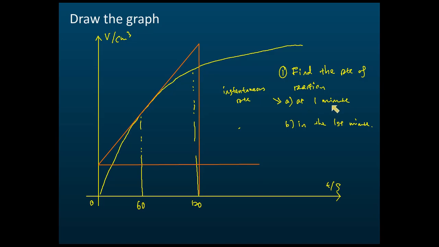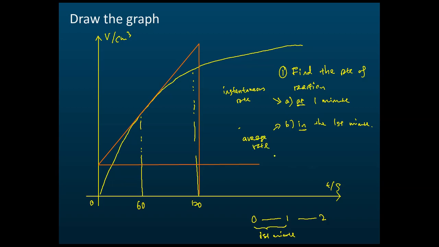At 1 minute, so this is an instant. Then how about in the first minute? Now what does it mean by in the first minute? Let's say we have time 0, 1 minute, 2 minutes. First minute means that it's from 0 seconds to 1 minute. This is called the first minute. First minute is a period. That's why 1 minute is in the first minute.